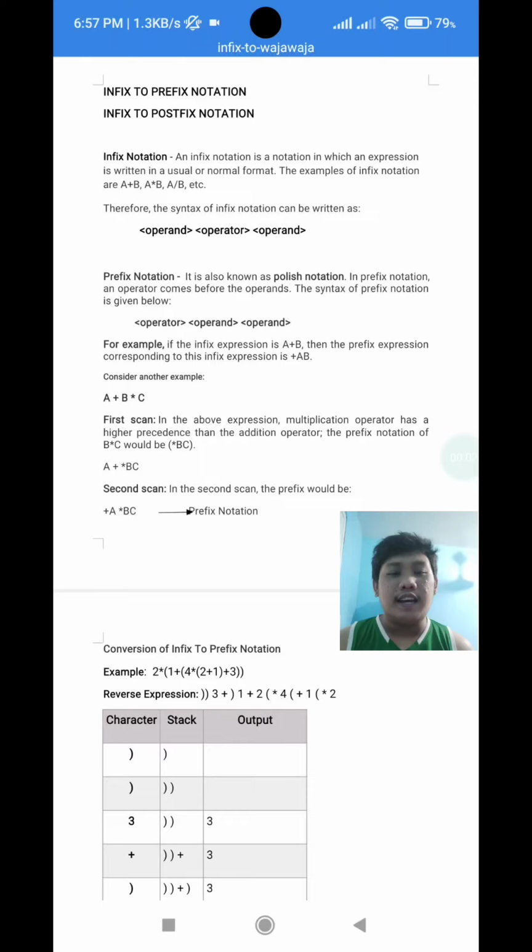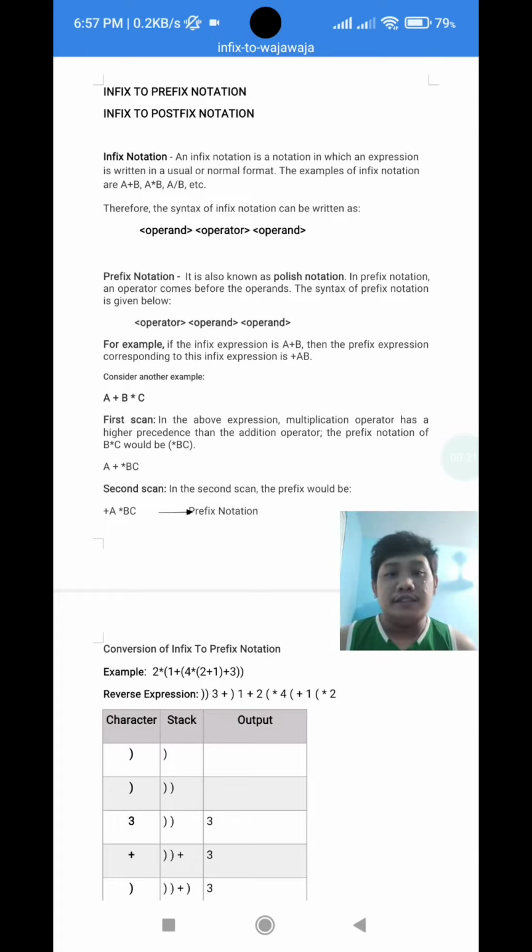Hi guys, it's me again, Jello Ray Canada, but this time I'll be discussing infix to prefix notation and infix to postfix notation. So before that, before discussing infix to prefix notation, we have to know what infix notation is.